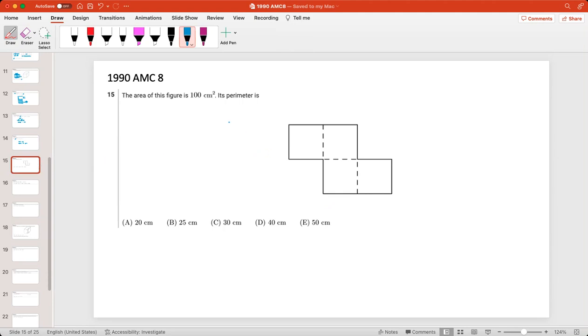The area of this figure is 100 centimeter square, its perimeter. So this total is 100 centimeter square, right? So each square is 25, and this is 25, so each side will be 5. So how many 5s do you have? 1, 2, 3, 4, 5, 6, 7, 8, 9, 10. 10 times 5. That will be 50. Answer option E. Going to next question.